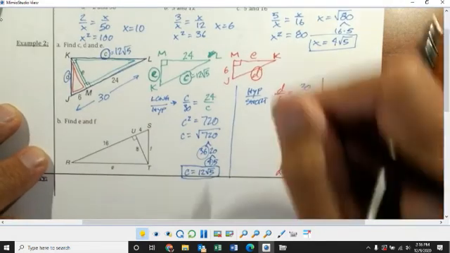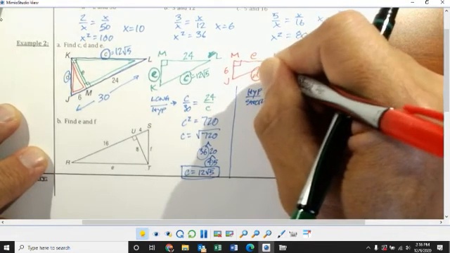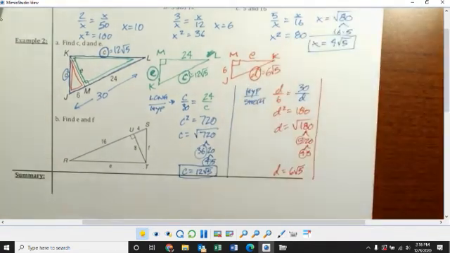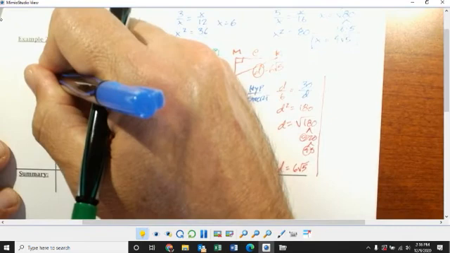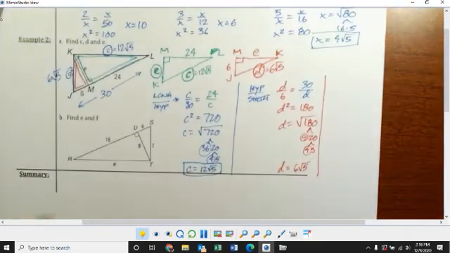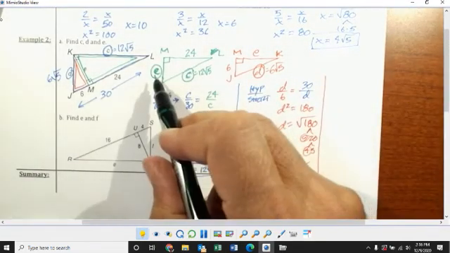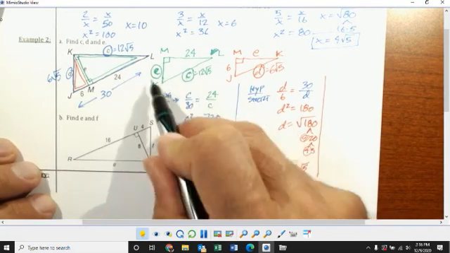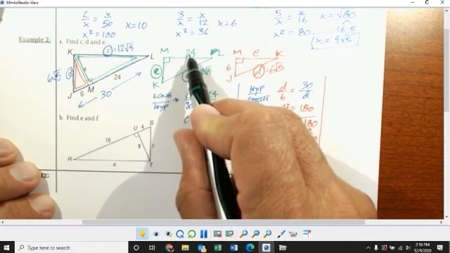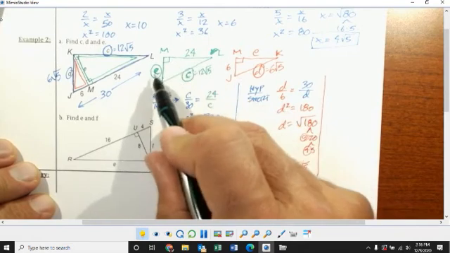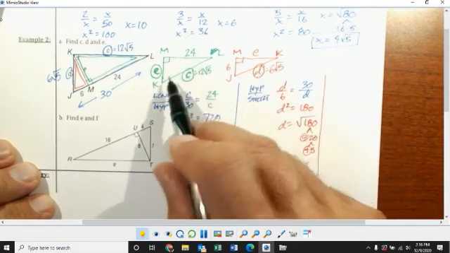And hang on, let's mark our D's. Our D is 6 square root of 5. And over here, I know that D is 6 square root of 5. Okay? So I've got E as a short side, and I can use either the long side or the hypotenuse of this triangle. So let's see.